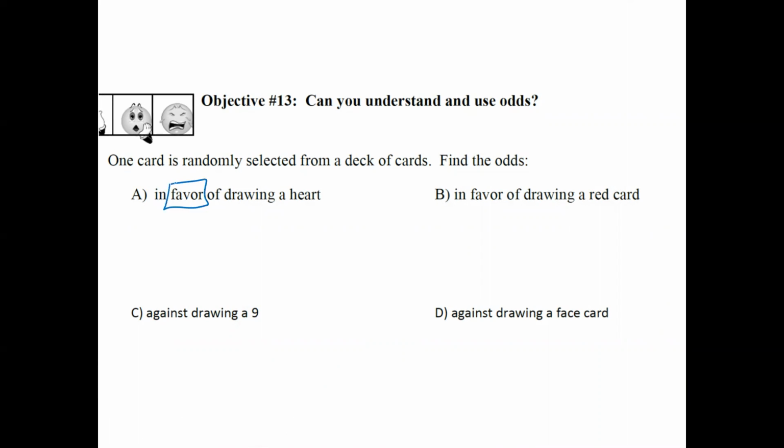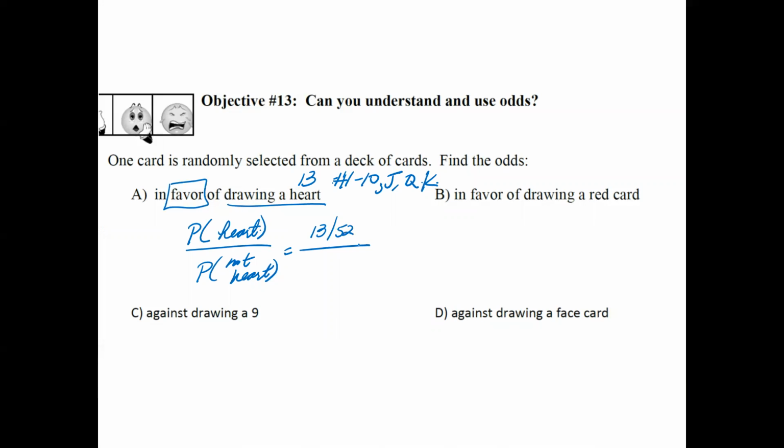Keyword here is in favor of. Drawing a heart. Well, how many hearts are there in a deck of cards? 13. There are 13 in each suit. It's numbers 1 to 10, then you have your Jack, Queen, and King. So altogether, you have 13 cards that are hearts. So in favor of means you're going to take the probability of actually drawing a heart over the probability of not drawing a heart. The probability of drawing a heart is 13 out of 52 because there are 52 cards in a deck of cards.